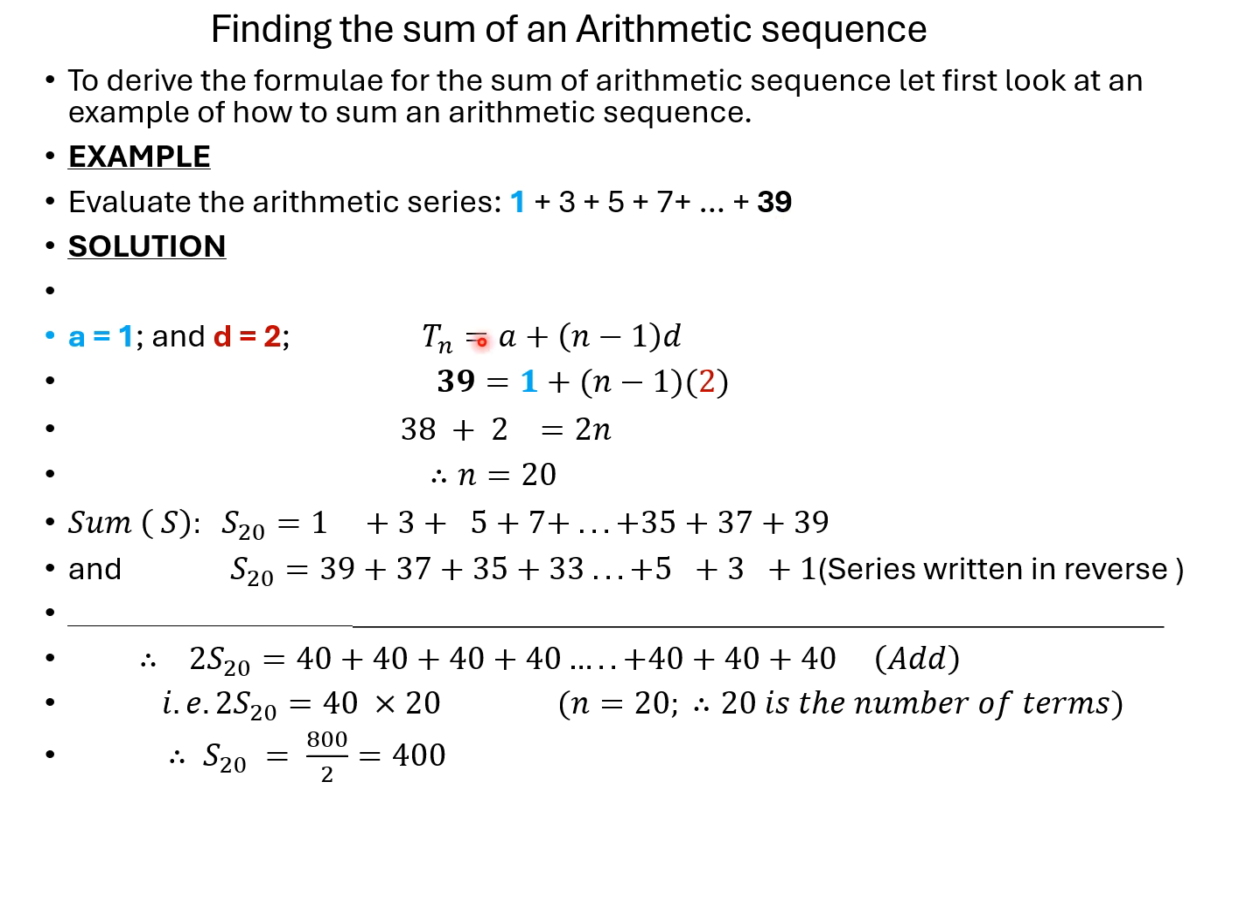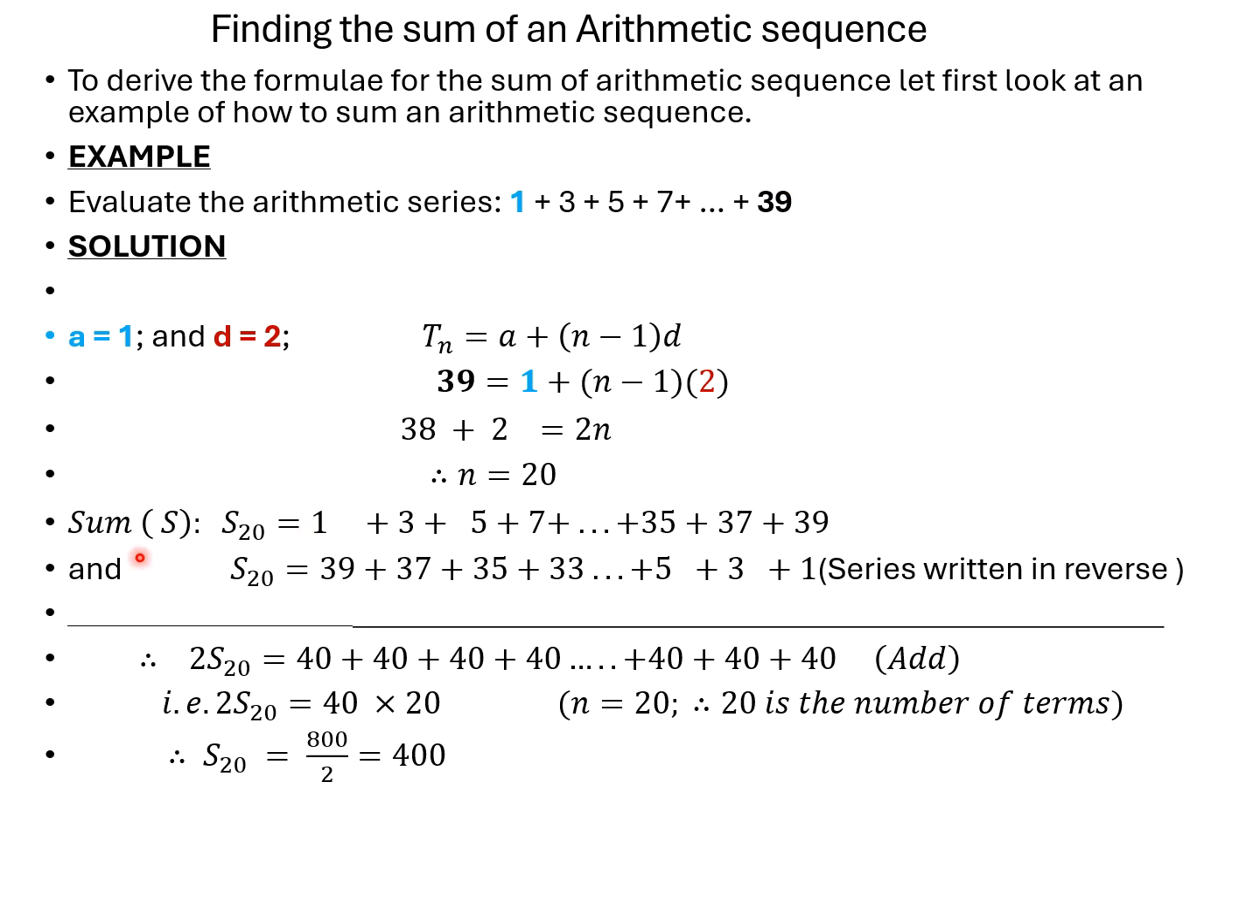So Tn equals a plus n minus 1 times d. Tn being 39, a being 1, and d being 2. If I multiply, I have 2 times n, which gives me 2n. If I take 1 across, 39 minus 1 gives me 38. 2 times negative 1 gives me negative 2. If I take negative 2 to the other side, it becomes plus 2. 38 plus 2 gives me 40. Then 40 divided by the 2 in front of n makes n equal to 20. So I'm dealing with 20 terms that I'm going to add.